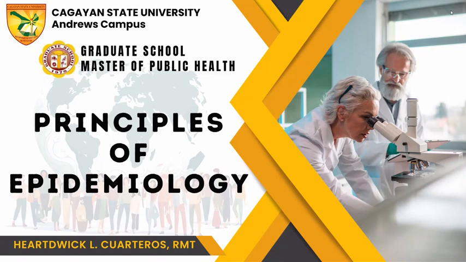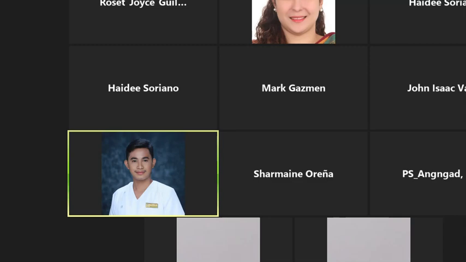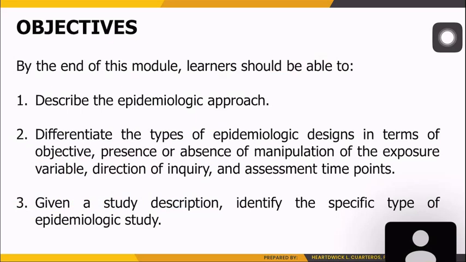Kapag sinabi nating manipulation, is that the research design can alter, okay, or redefine, okay, the outcomes of a study. Okay, also we have the exposure of variable, direct inquiry, and assessment of time of points of your epidemiological study.